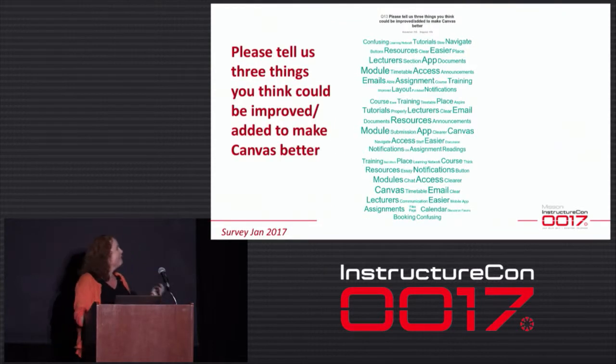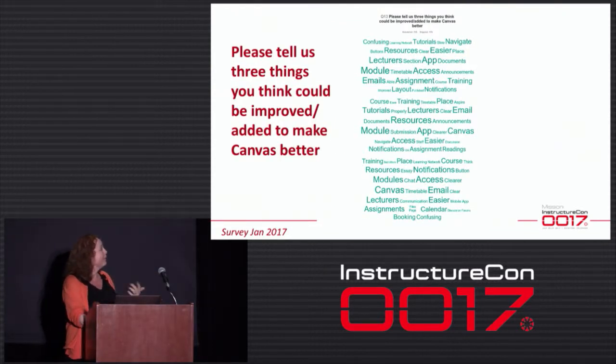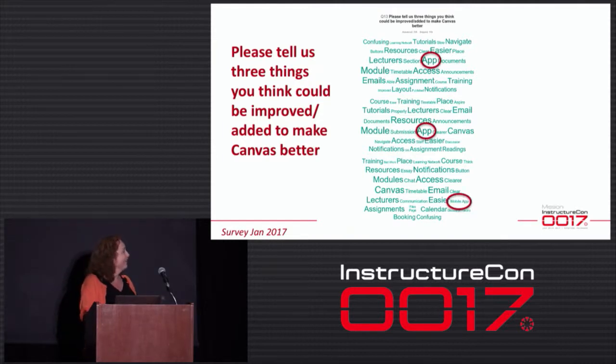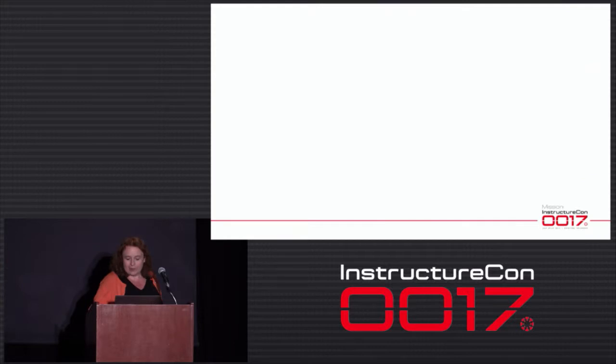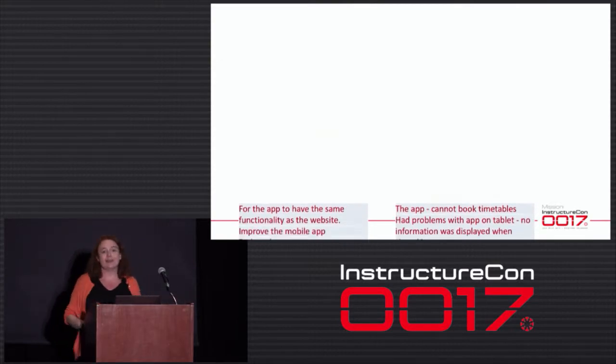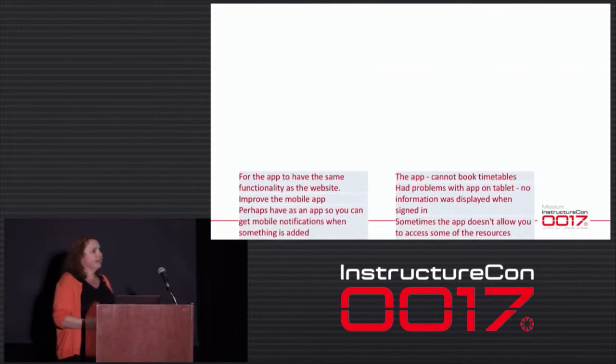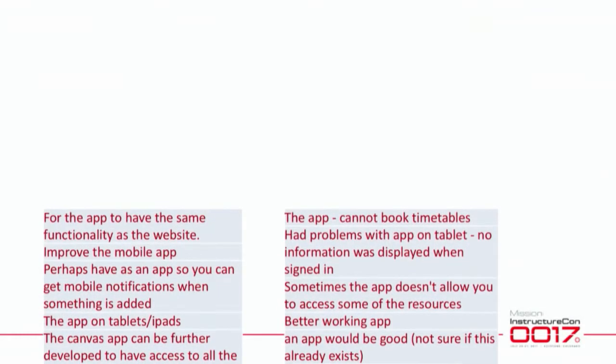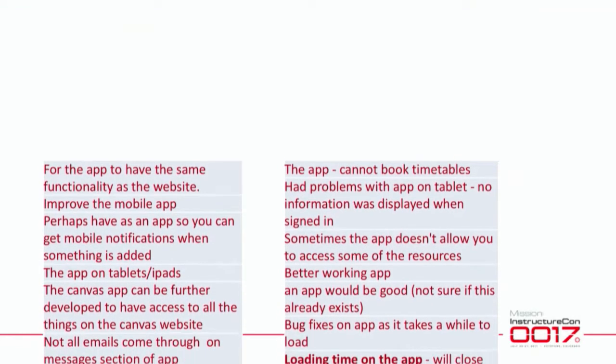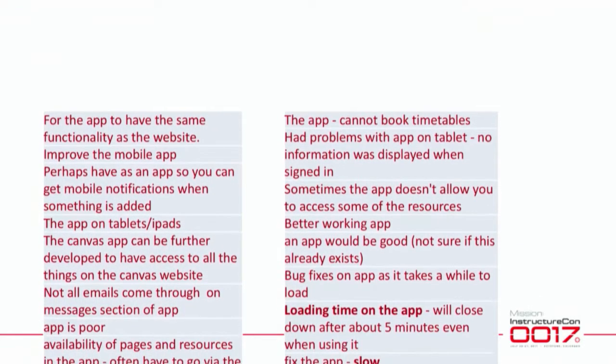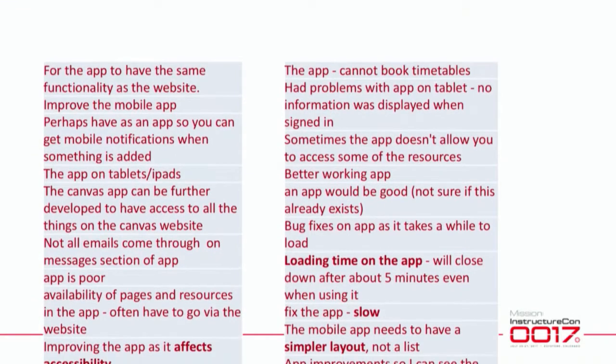But then when we asked them 3 things you think could be improved or added to make Canvas even better, the app came up again. What I've done here is just brought up the comments because there's a whole load of mixed issues within that. Some of them are reporting that the app crashes and it's glitchy. We don't know why that is. Might just be the version of phone they're on, or who knows.